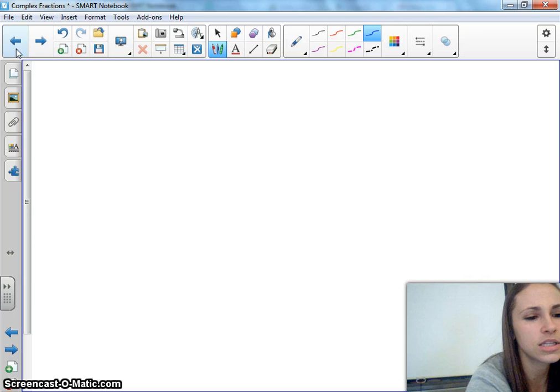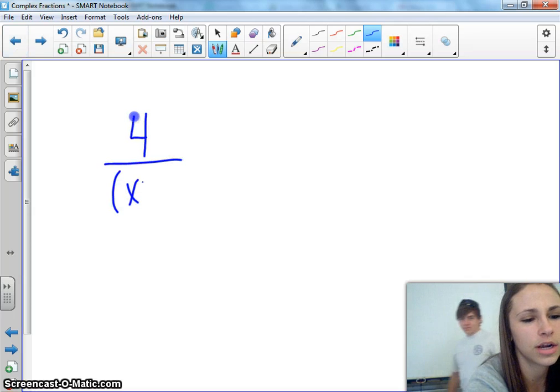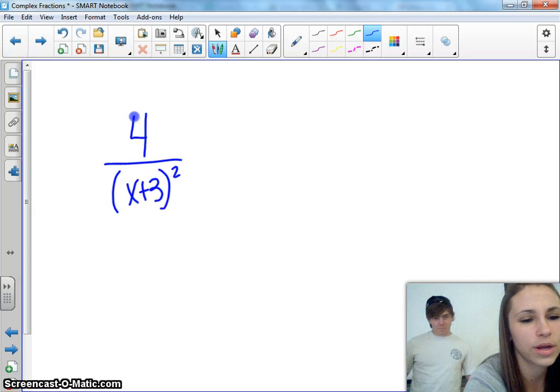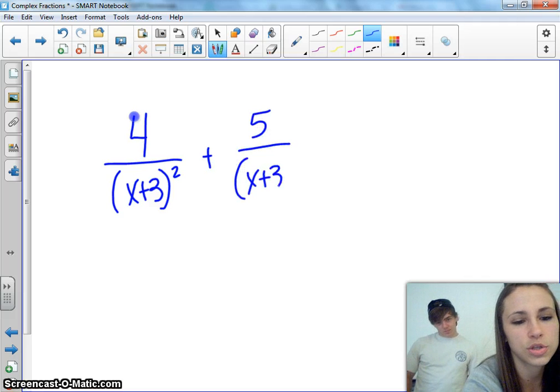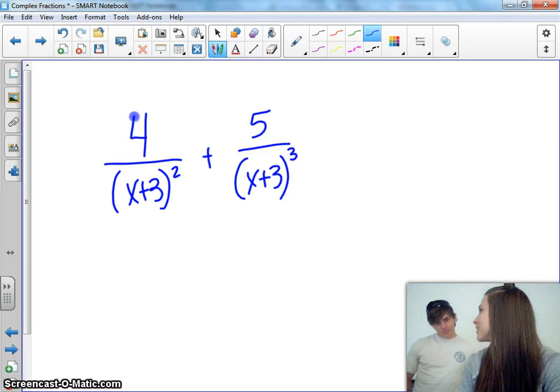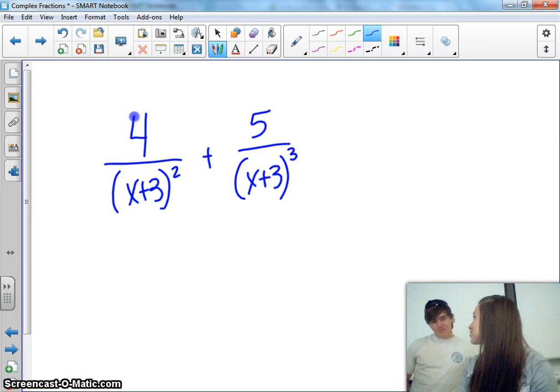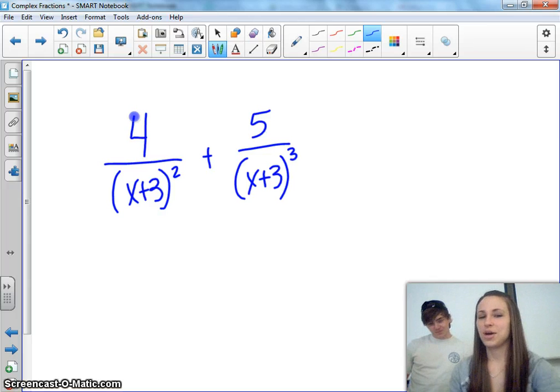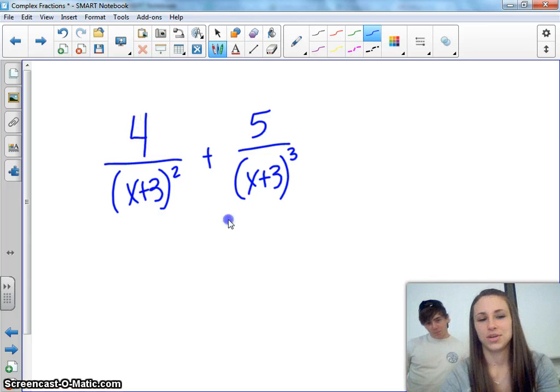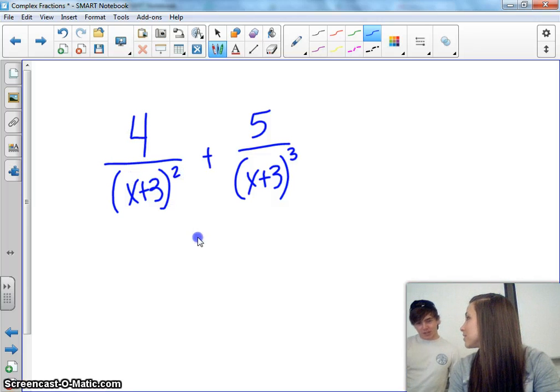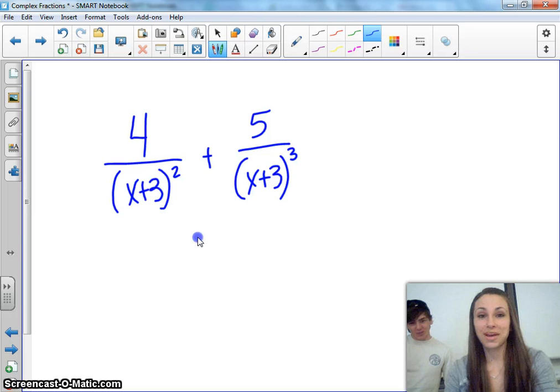So let's pretend that we've got 4 over (x plus 3) squared plus 5 over (x plus 3) to the, we'll say, third. All right, so Andrew, how would I go about getting a common denominator here? What would I need to give to this fraction? I'm currently making a C in calculus right now. So we're not going to ask him.